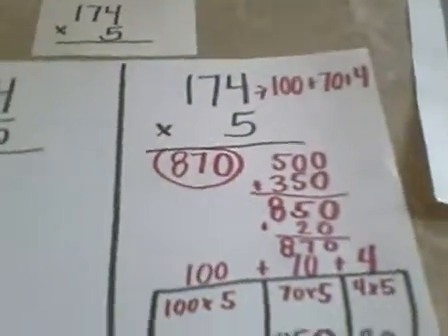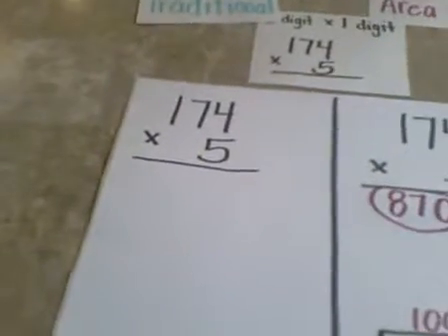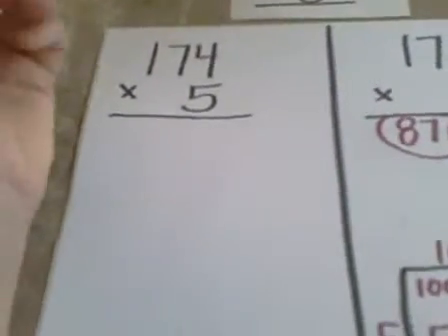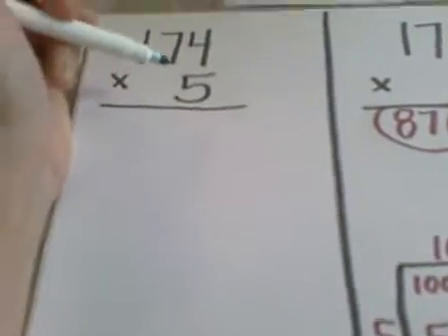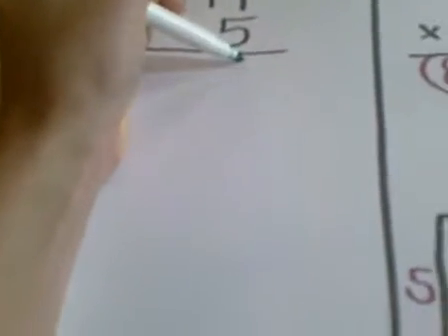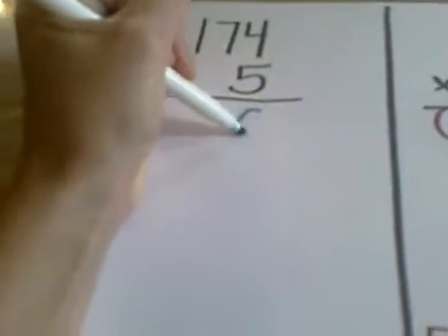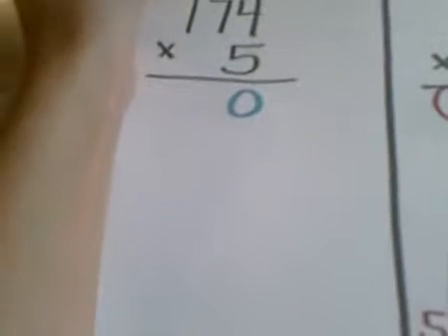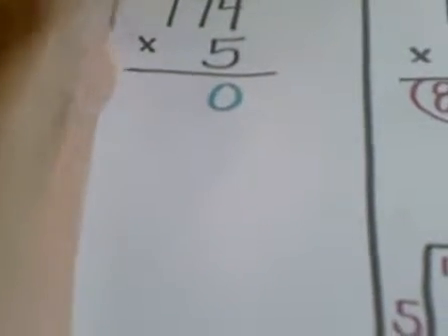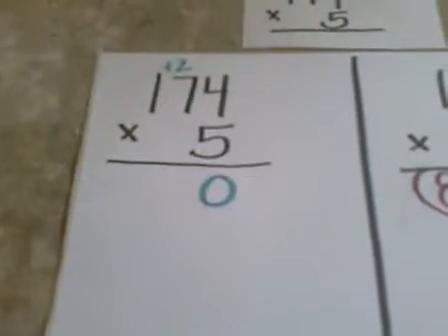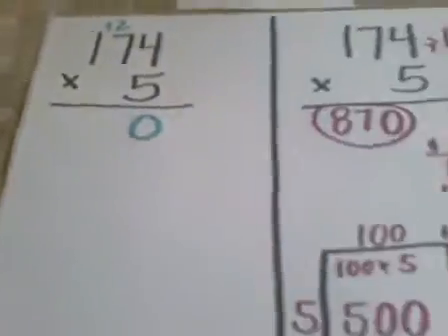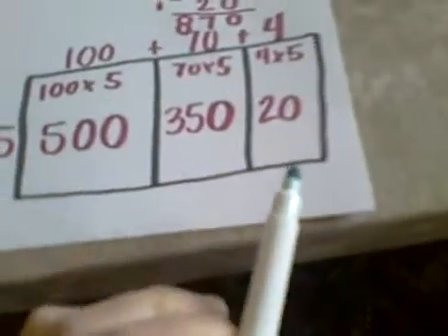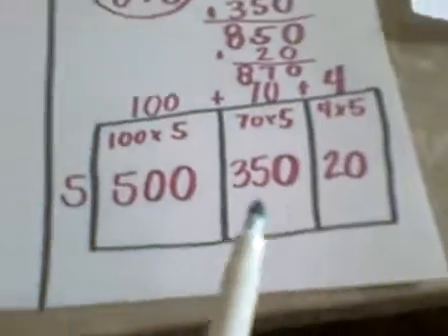Now I will show you using traditional method. We start off in our ones place. 5 times 4 is 20. I keep the digit in the ones place, which is 0, and carry my tens, which for 20 would be 2 tens. If you notice, I did the same step over here with 4 times 5, 20.